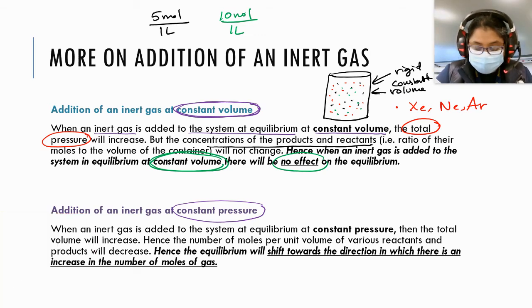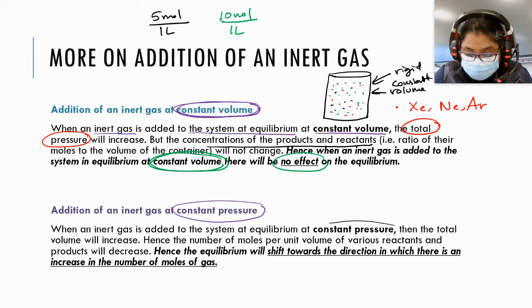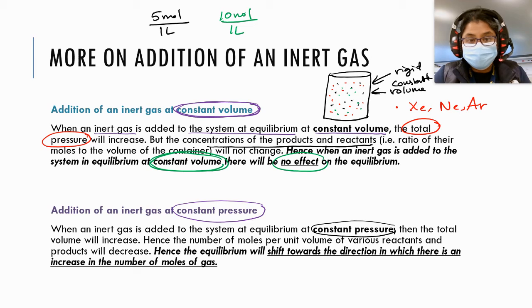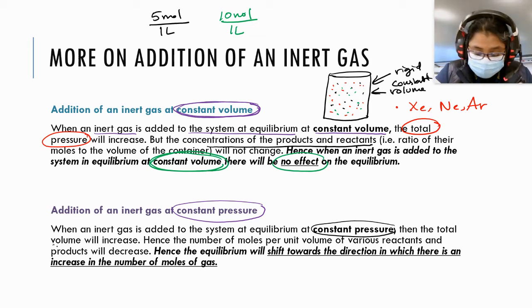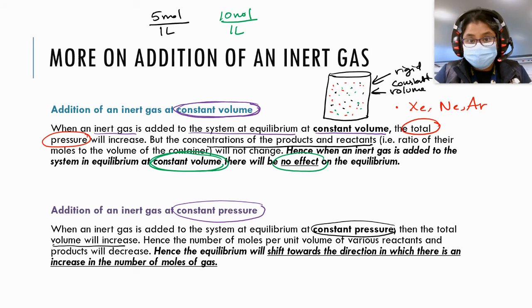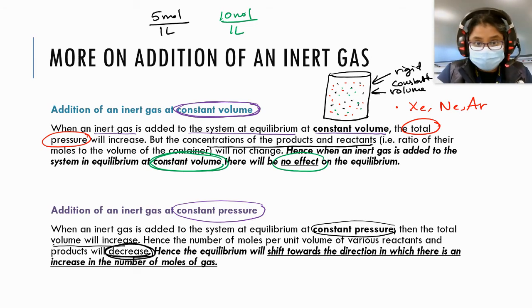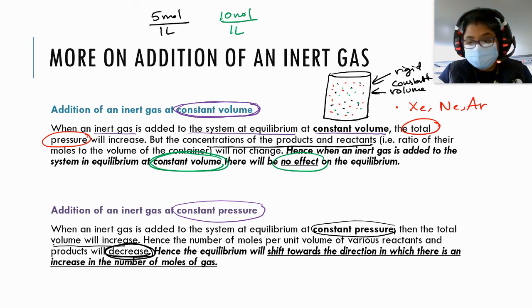When you add an inert gas to the system at constant pressure, trying to keep the pressure constant, then the total volume will increase. If I want to maintain the pressure at some number and I add more particles, I have to increase the volume to keep the pressure constant, okay? So the volume will increase. So the concentration of the reactants and products will change. It'll actually decrease, because you have a greater volume for the same number of moles, okay?